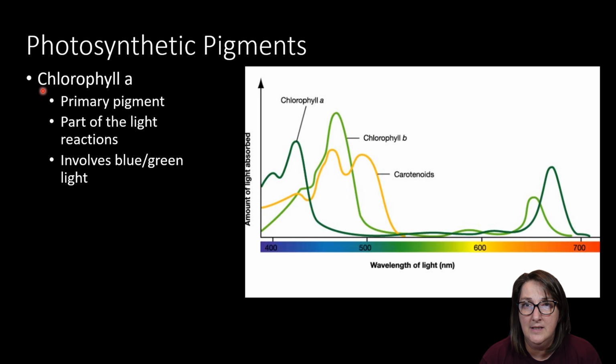So we have three different types of chlorophyll, or different types of pigments. We have chlorophyll A, which is this one here. This is your primary pigment.